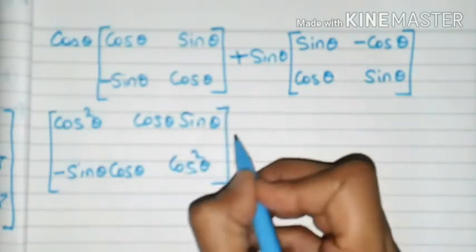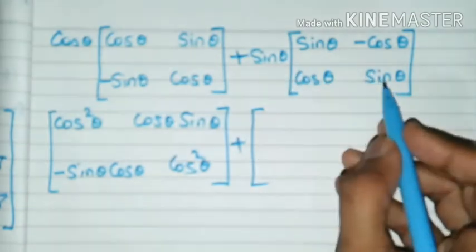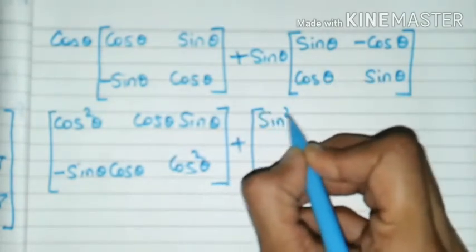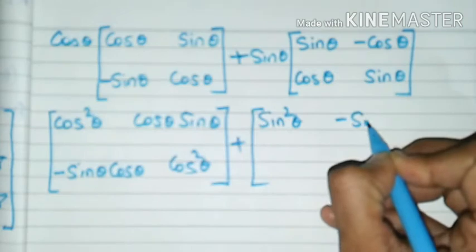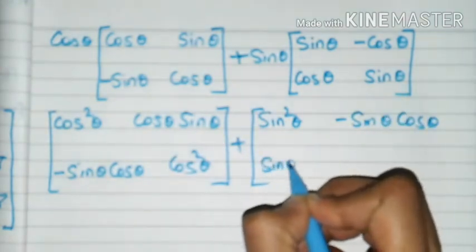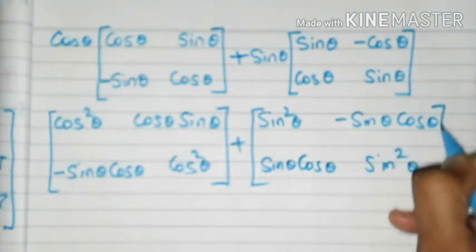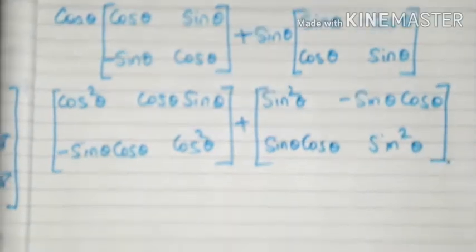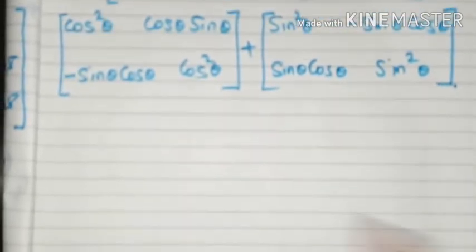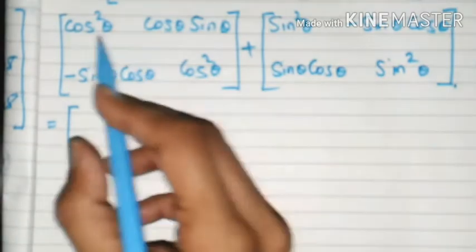This will be the first matrix plus sin theta. Let us multiply with all the elements. So we'll get sin square theta minus sin theta cos theta. In the second row it will be sin theta cos theta. And here you will have sin square theta. Correct? Now let's see what do we have to do. We have to add these two matrices. So that means we have to add the corresponding elements.